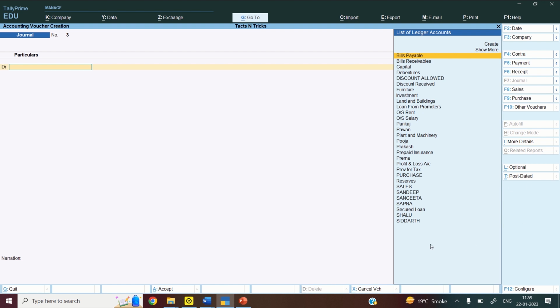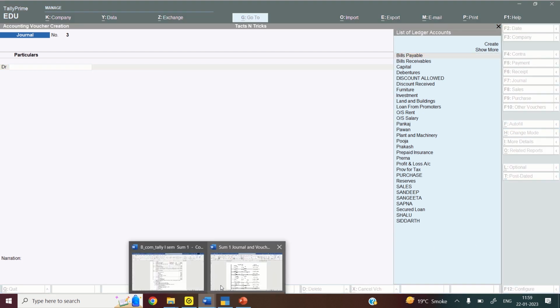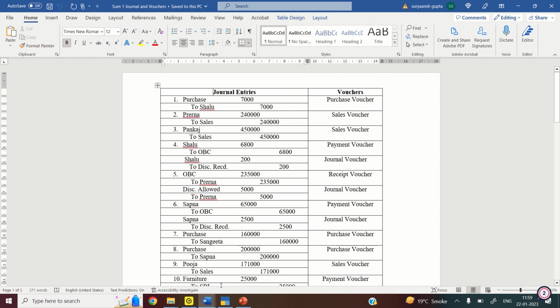Now, in the sixth point, it is said that we have paid to Sapna in full settlement, that is 65,000 rupees. Now, if you see the creditor's opening balance of Sapna, 67,500 is the opening balance of Sapna. But in full settlement, you have paid. So there will be two journal entries again. One, we have made the payment to Sapna, that is Sapna to OBC 65,000, and you have received a discount. So it will be 2,500 rupees because 67,500 minus 65,000. So it will be 2,500 rupees of discount.